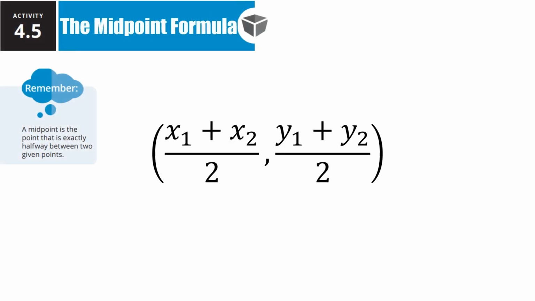Here is the midpoint formula. The midpoint is exactly halfway between points on a segment. To find the midpoint you must calculate the averages of the coordinates.